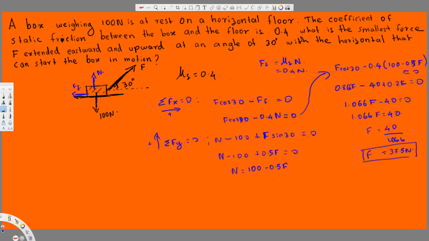This is the smallest force that can make this object move, that can start this box into motion, right? So that's how we find the answer for these kind of questions.